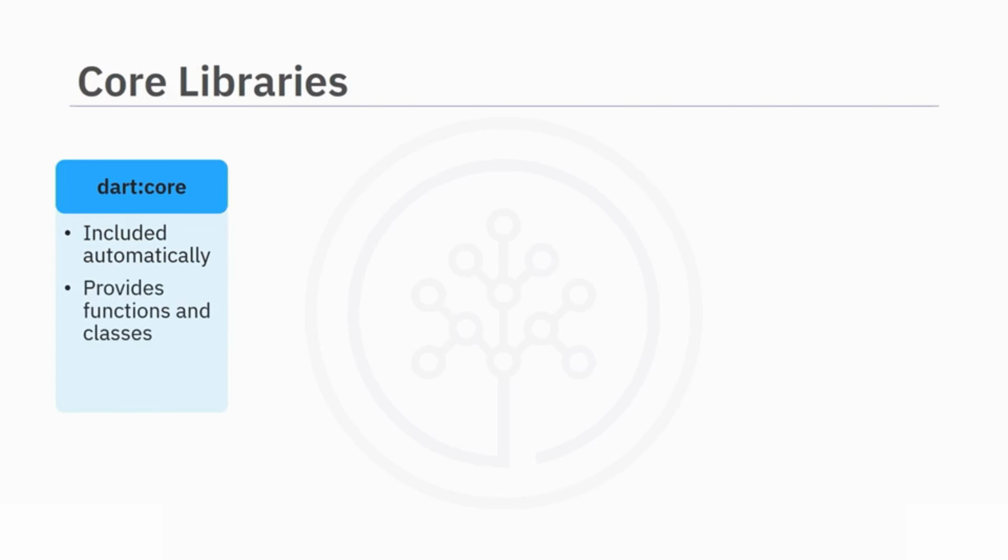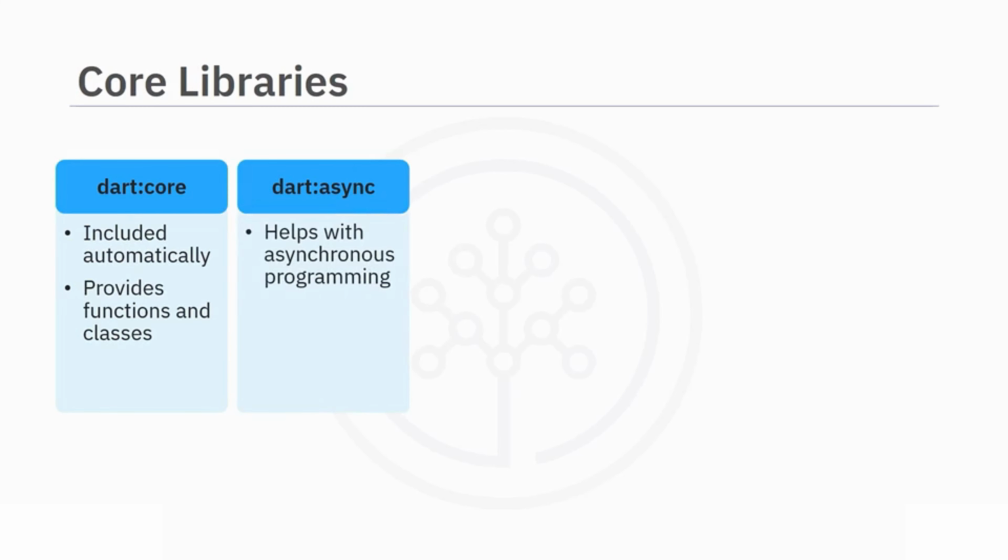Dart's comprehensive libraries offer many useful functions and classes. Let's examine some of the key libraries. The library Dart Core is automatically included in every Dart program. It also provides basic functions and classes such as numbers, strings, and lists. The library Dart Async helps with asynchronous programming, such as waiting for data to load. It includes classes such as Future and Stream that let you handle tasks that take time to complete.